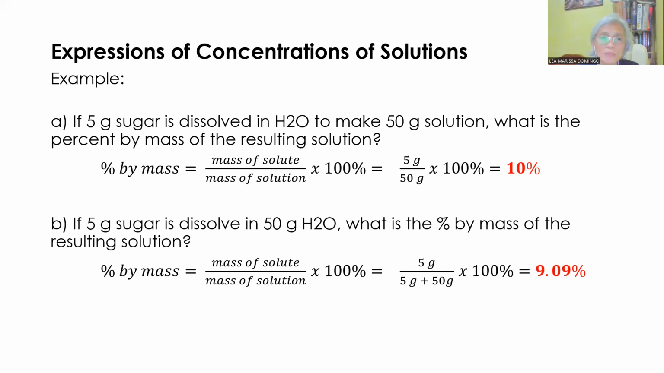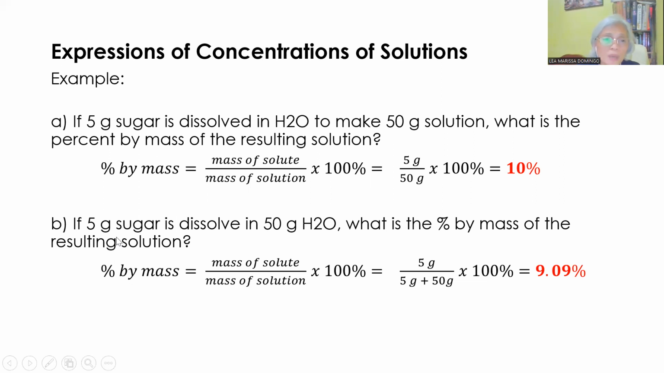So, example, we have here, if 5 grams of sugar is dissolved in water to make 50 grams solution, what is the percent by mass of the resulting solution? By definition, percent by mass is the mass of solute divided by the mass of solution. So we have 5 grams of solute divided by 50 grams of solution as given in the problem. So times 100%, that gives us 10% by mass of sugar in 50 grams solution.